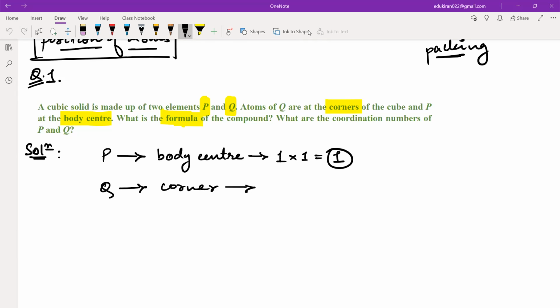Okay. So corner atoms are 8 and its contribution is 1 by 8, which is equal to 1, right? And again circle this. Now you will write the P, and in the subscript you will write whatever you have circled, 1, and for Q also you will write whatever you have circled, that is equal to 1, and then you can simplify this as PQ. So the formula of compound is what? PQ. Is that clear? Yes or no?